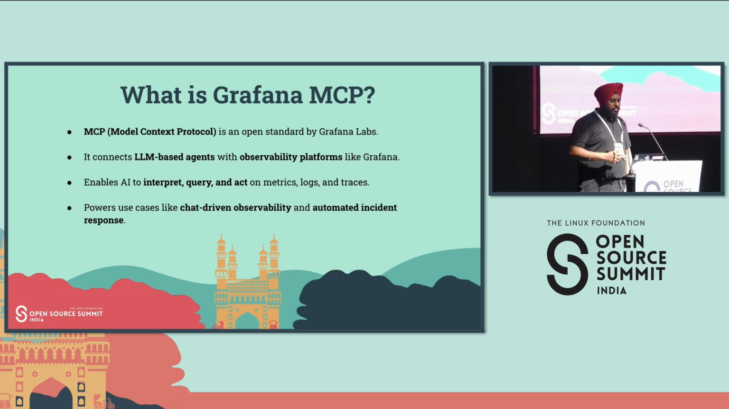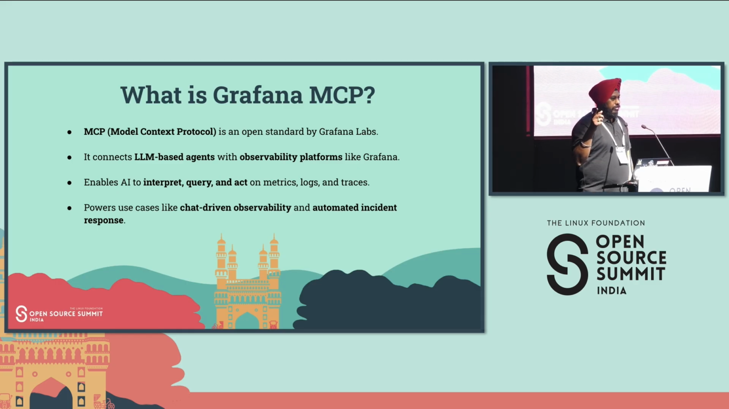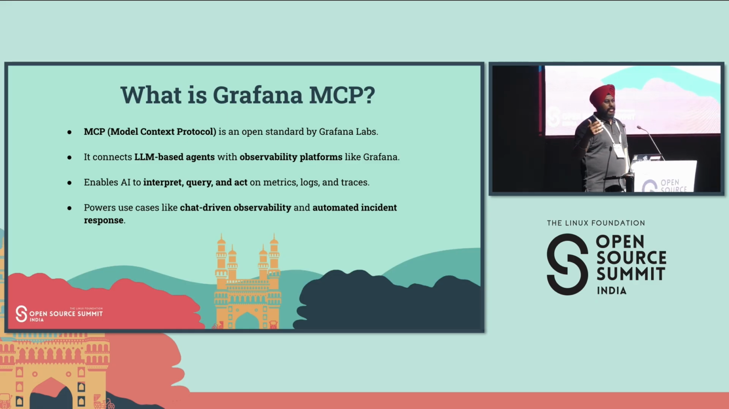Now, it powers use cases like chat-driven observability and automated incident response. Chat-driven observability, as I was saying, can interpret the metrics, logs, and traces. Automated incident response creates an incident based on the threshold breach and also creates a channel on Slack, so that the on-call engineers, as Shivay was saying, save time. It saves the engineers the time of creating a channel manually. And once the channel is created, anyone in the workspace can join the channel and work on the issue.